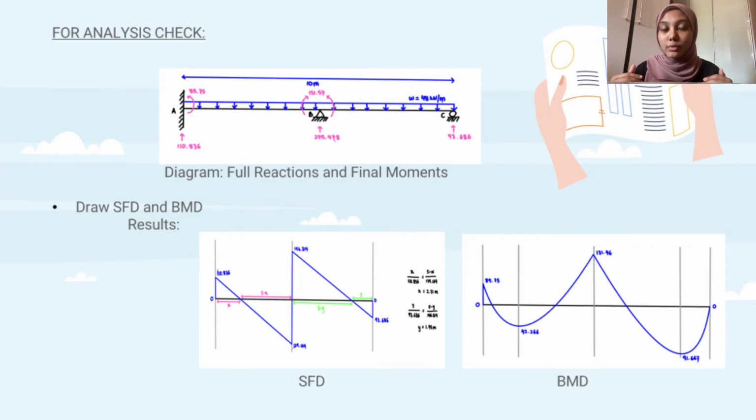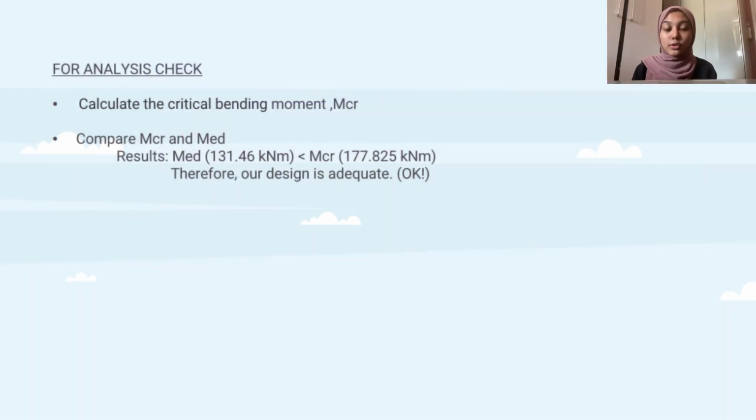From the figure below, on the left side is the SFD, which is the shear diagram, and on the right side is the BMD, which is the bending moment diagram. For the next step, we need to calculate the critical bending moment, which is MCR.